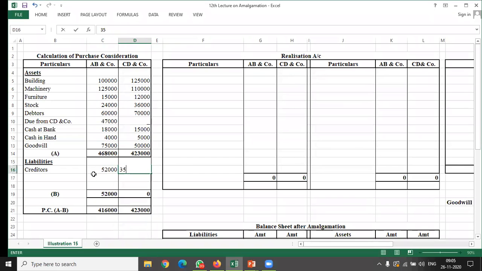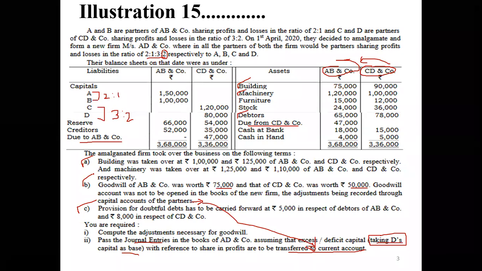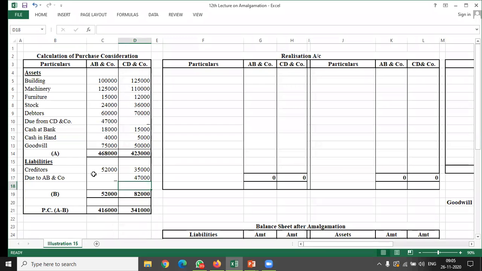We also have one more item, due to AB and company, amount is 47,000. Okay. So here we have taken everything. So we got purchase consideration of 4,16,000 as AB company concerned and 3,41,000 for C and D company.